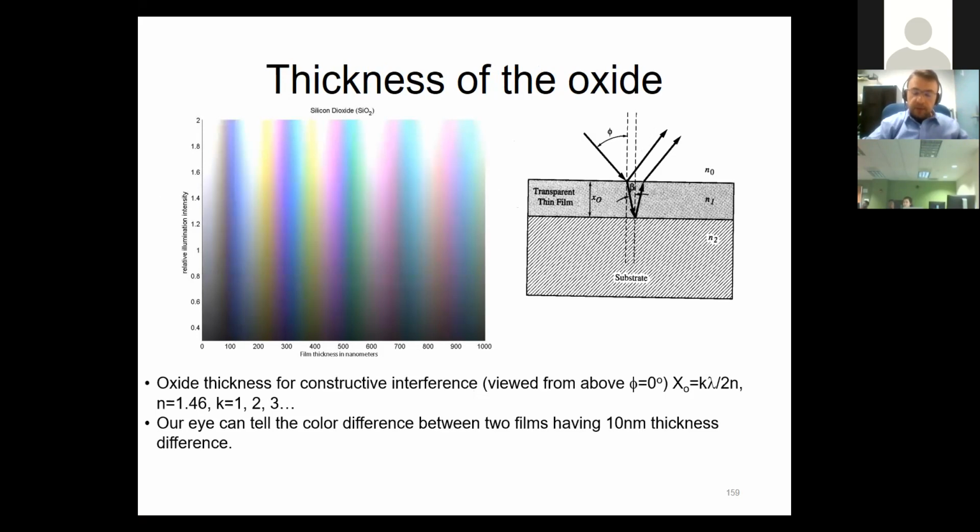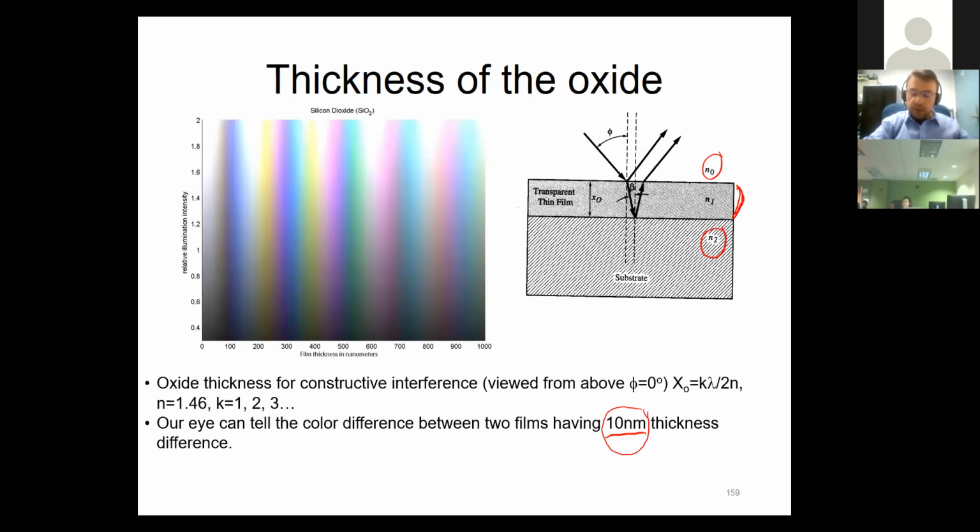How are we going to understand the thickness? That's the most important thing, the thickness of the oxide. So we have air here, we have the underlying substrate. Believe it or not, even your eye can give you an estimation roughly. You can understand the difference between the two layers if as small as 10 nanometers.